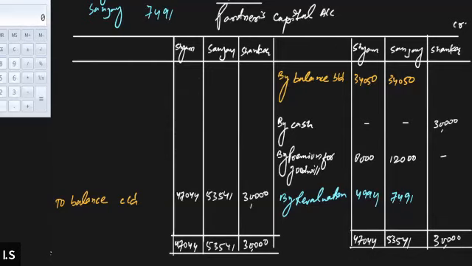This will obviously tally with the credit side of the partner's capital account, 53541. Tell me, everybody, is this clear? Yes or no? Yes, sir. Everyone, is it clear? Abin, Ayan? Yes, sir.